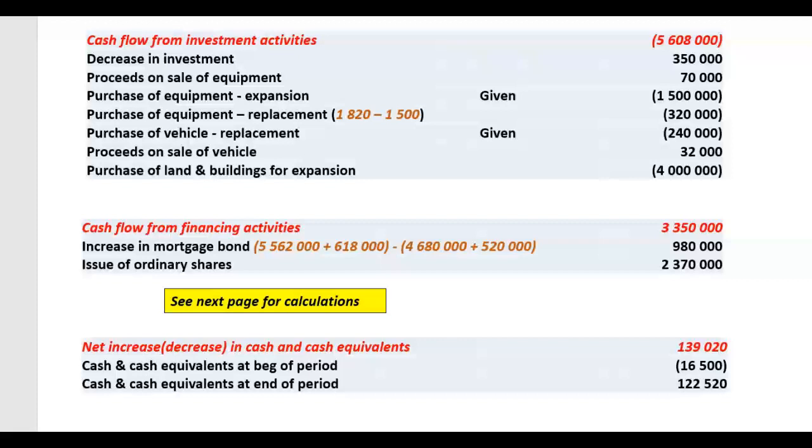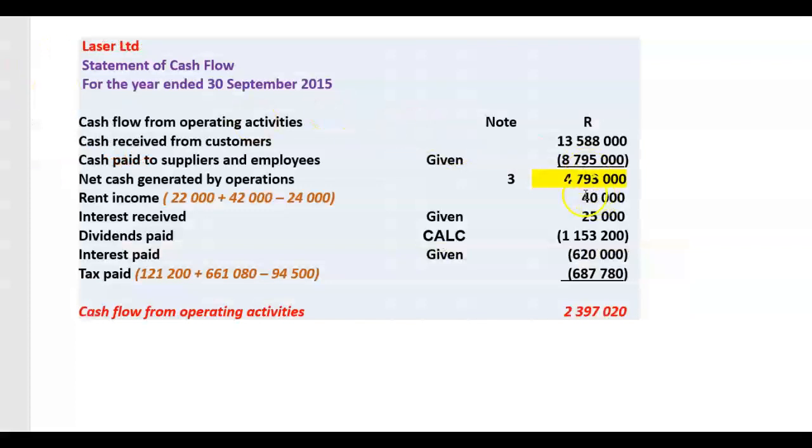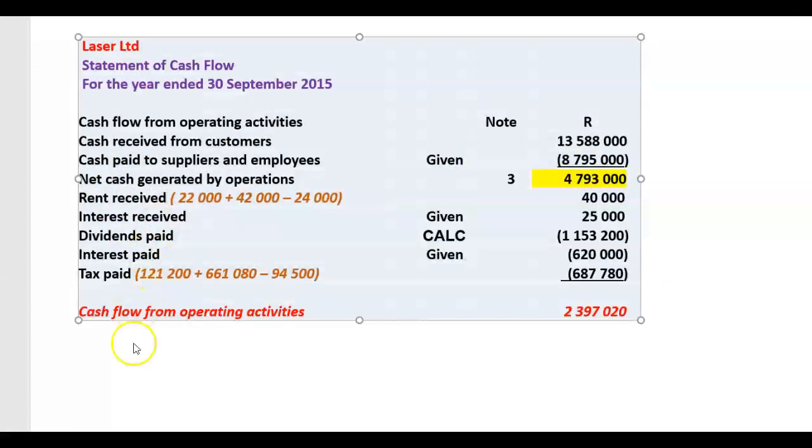Just see if I can find that account. Yeah. Opening balance 24,000, closing balance 22,000. Rent income as per the income statement. This is my income account, 42,000. So when I balance off this account, it means I have actually received rent for the year of 40,000 Rand. So yeah, separately disclosable item, actual rent received. Okay, it's not rent income, rent received.